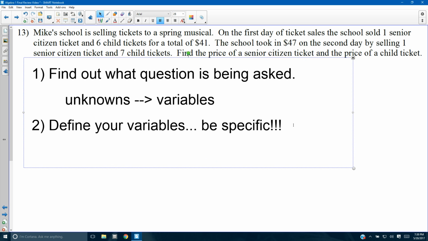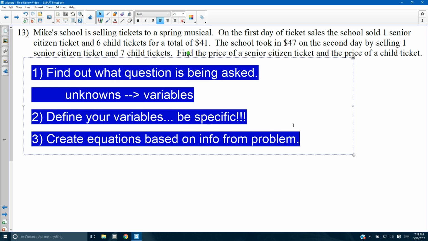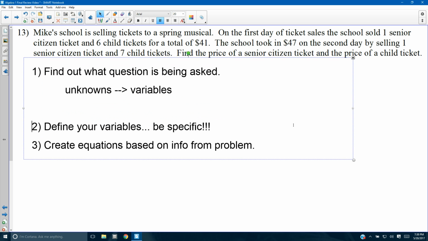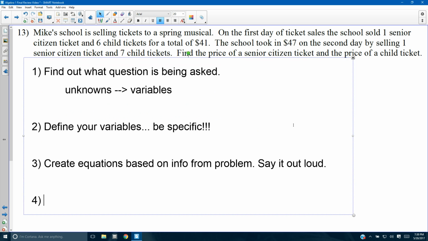The third thing, as I just alluded to, is to create equations based on info from the problem. Based on the information there, you're going to create equations, and what helps is to say the stuff out loud. Say it out loud. The reason I say that is because if you have specific variables defined that way, then when you say the thing out loud, your variable is transcoded from the sentence that you said. Again, it sounds kind of strange, but when I do the problem, I think you'll understand it.